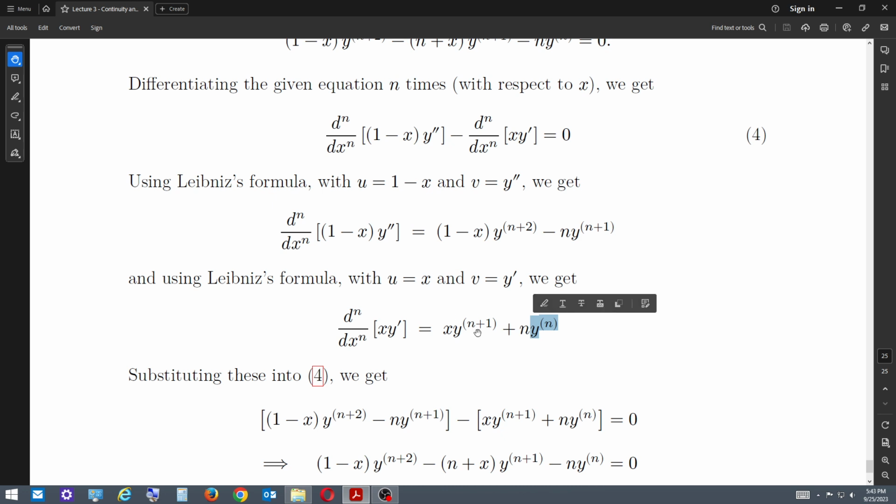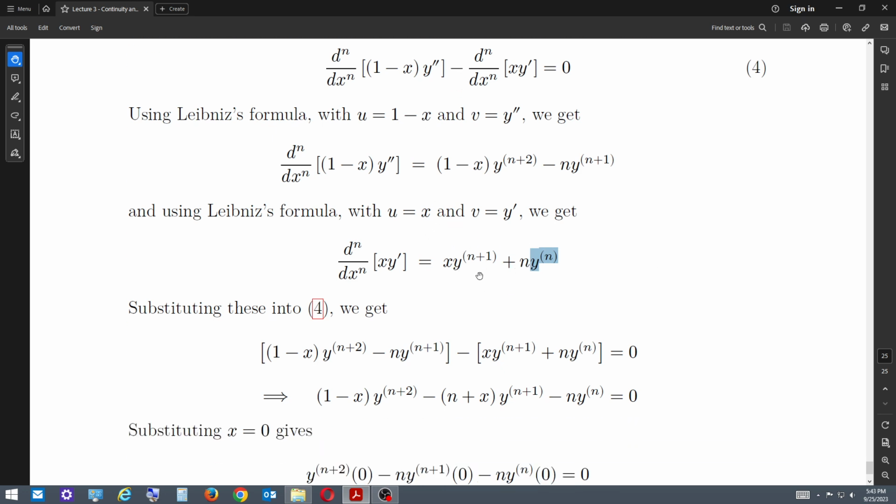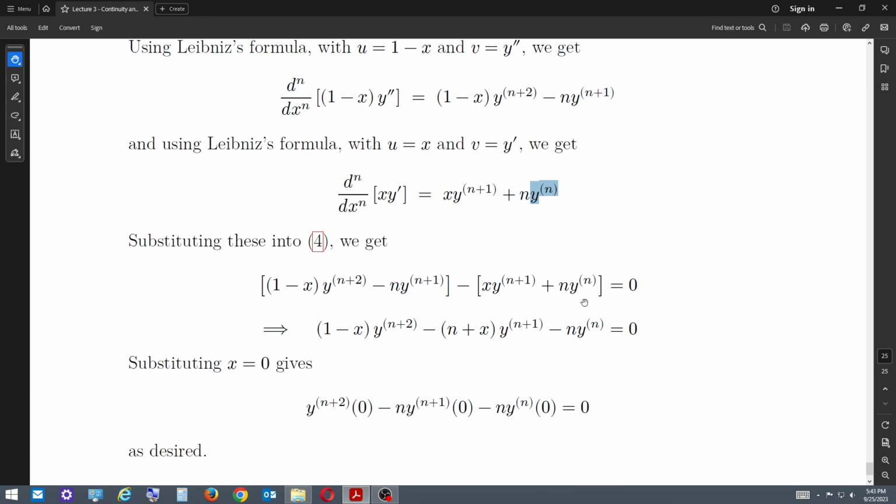Once we have those, we substitute in. Again, remember there's a negative sign here, so it's minus all of this. And simplify it as much as you can.